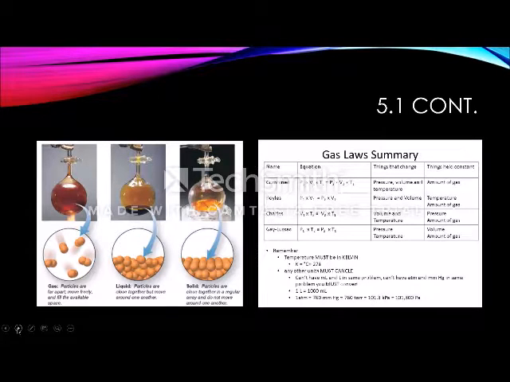The picture on the left shows the three different states of matter. The picture on the right shows different equations used to determine properties of a gas, including volume, pressure, temperature, and amount of gas present in a given sample. These are the gas laws.